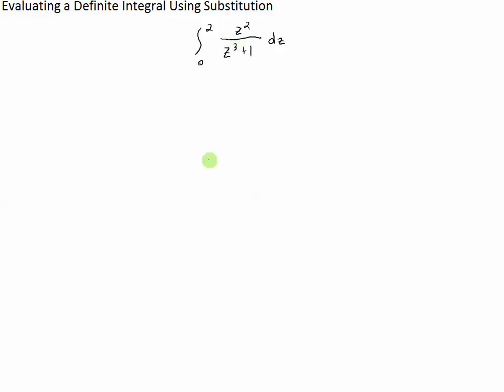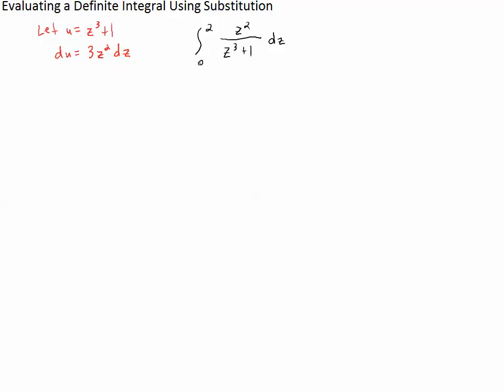So we treat this integral much like the indefinite integral to begin with, and substitution is a good candidate because the derivative of z cubed is 3z squared. Okay, and that could give us the z squared up here. So if we actually make the substitution now, we'll let u equal z cubed plus 1, and then after we take the derivative, we'll see that du equals 3z squared dz.